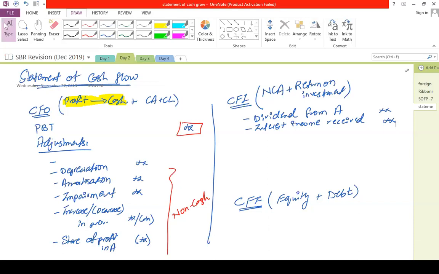Mohammad Lamin is saying, so all non-cash elements must be added back. Not exactly, Mohammad Lamin. All non-cash expenses will be added. All non-cash income will be deducted. Expenses will be added and the incomes will be deducted.